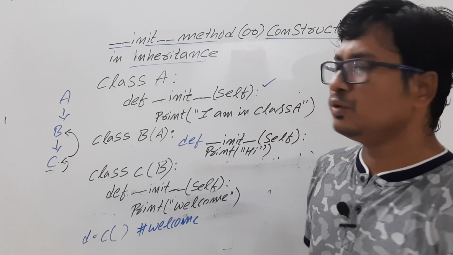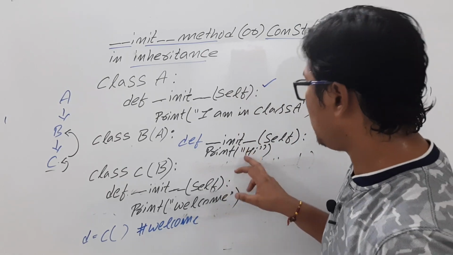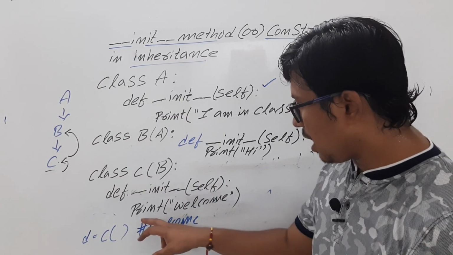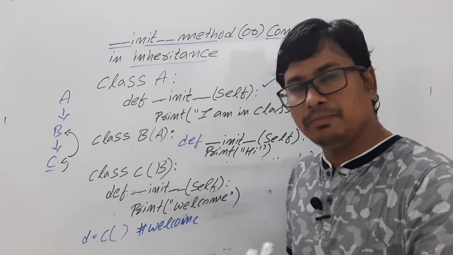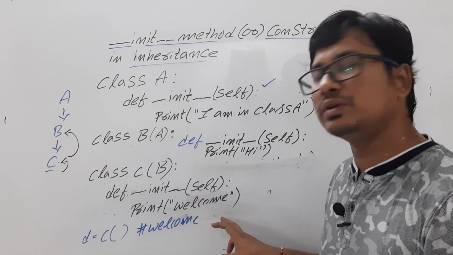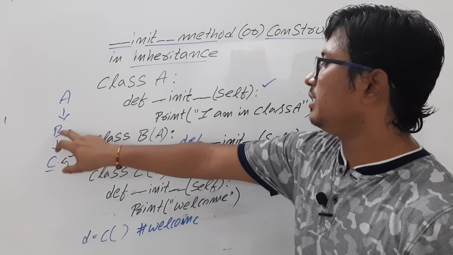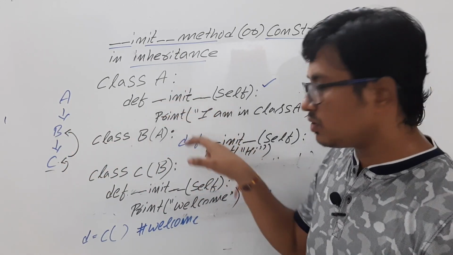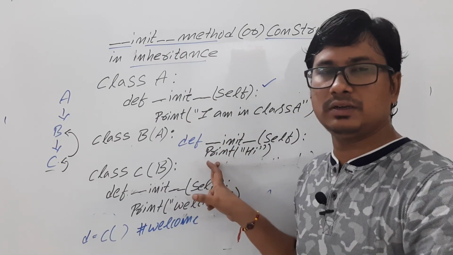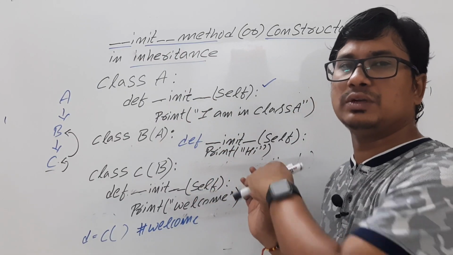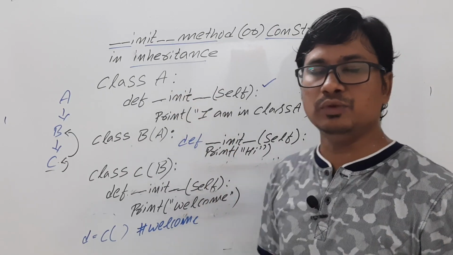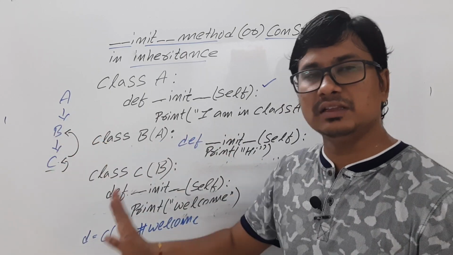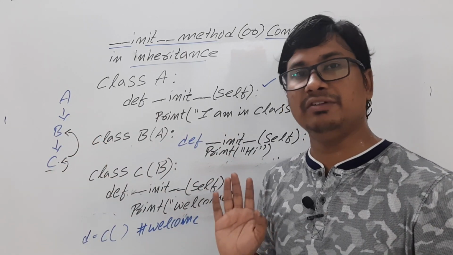Let's take that you want to get the output welcome, hi, and I am in class A. In that case, what do you have to do? You have to write super method dot underscore underscore init. Then C's parent is what? B. That one will be invoked. If you want to invoke this one also, here also you should write super method dot underscore underscore init. Then this one will be invoked. I hope it is clear for you how to use the constructors in single level inheritance and multi-level inheritance.